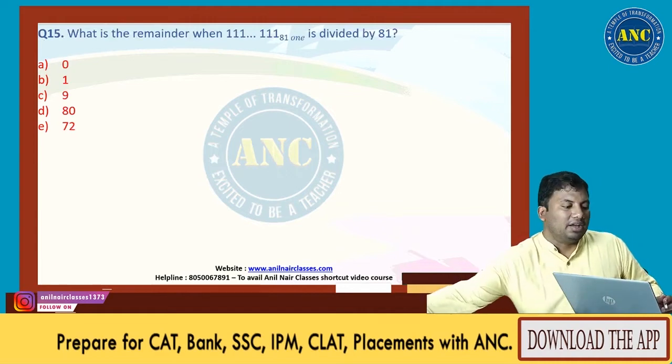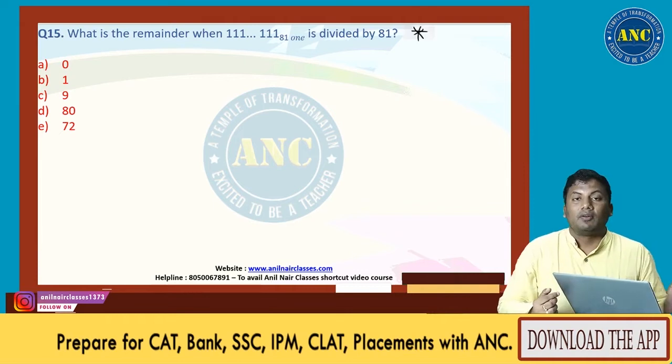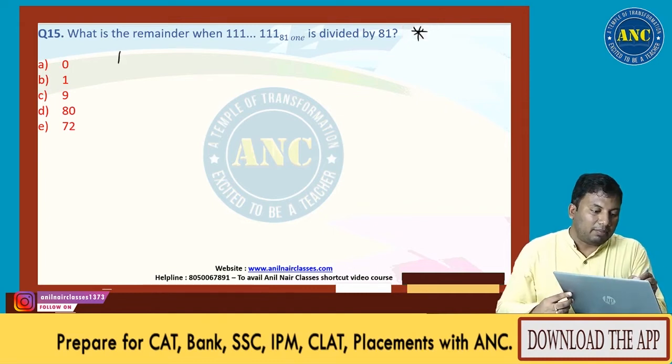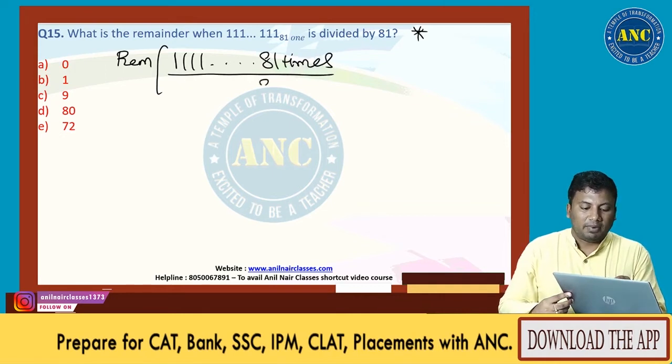Question number 15. What is the remainder when 1, 1, 1, 1, 1 written 81 times is divided by 81? Please put a star mark on this question, sir. If 1 is written 81 times, what is the remainder when divided by 81?